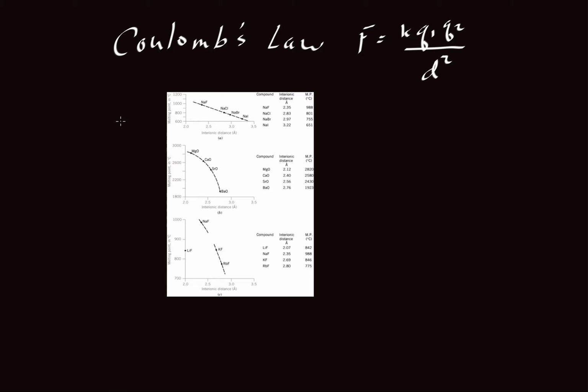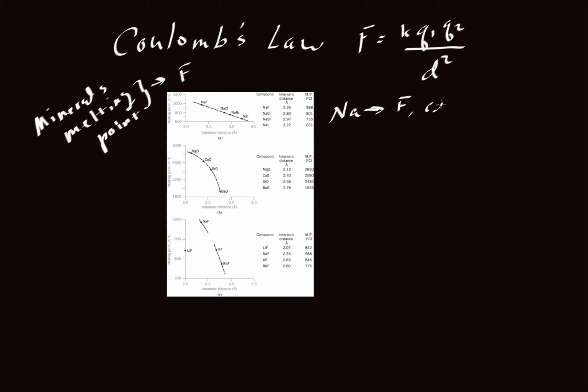So in this case, for this very nice diagram by Klein and Dutro in the mineralogy textbook, on this vertical axis in all three of these panels, instead of force per se, they're looking at minerals or compounds where they're comparing melting points. So the melting points here are a proxy for the force of attraction. And in this top panel, they show sodium as it is bonded to fluorine, chlorine, bromine, and iodine.